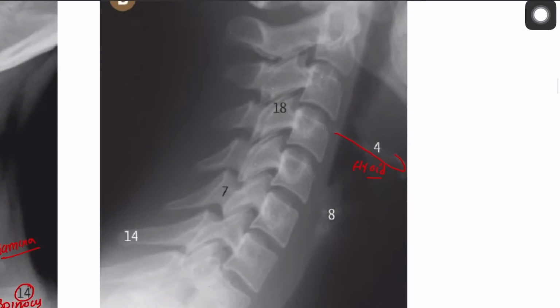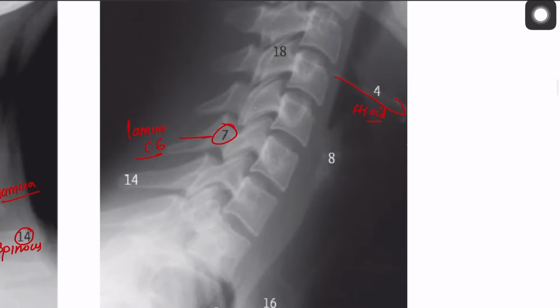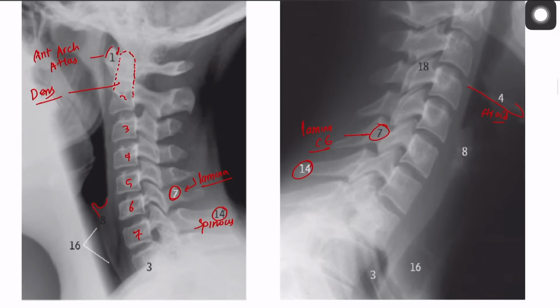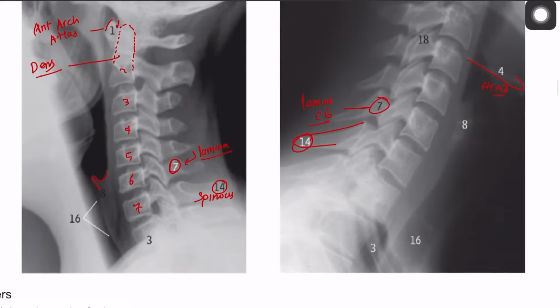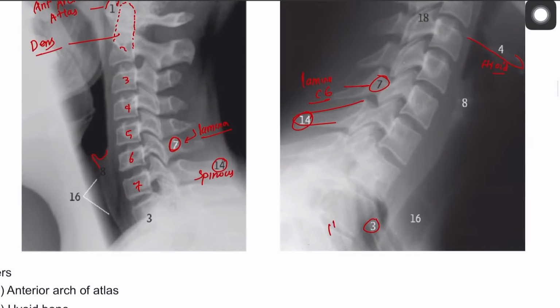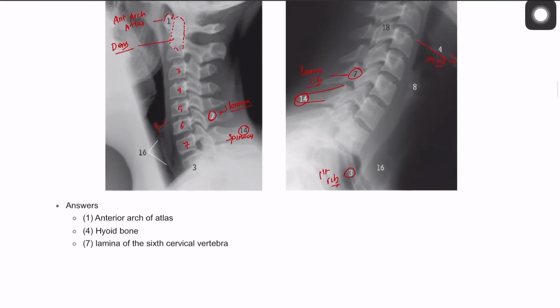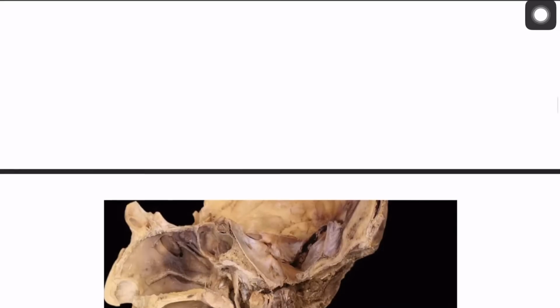And moving forward, yeah, so we mentioned 7 is the lamina of the cervical 6, C6. Okay, and this is the spinous process of C7, which is a little bit long, as you can see in here. 3 is maybe the first rib. This is the first rib. All right, so these are the structures on this X-ray on the lateral view.